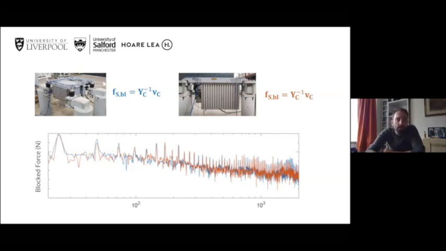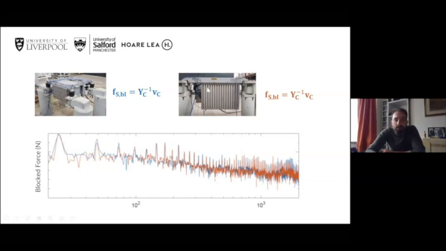So whilst in this test setup, we measured the mobility of the source YS as a 28 by 28 matrix. But we also, whilst it was resiliently mounted, measured YC, which is basically equivalent to the source mobility because it's freely isolated. And then we measured VC, which is effectively the free velocity in this case, and we use that to calculate the block force in this free condition. That's shown in the blue line in this plot here.